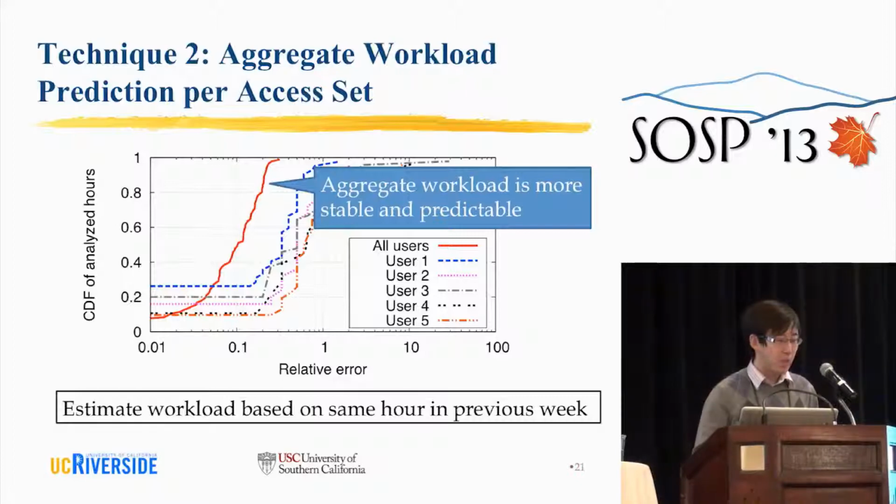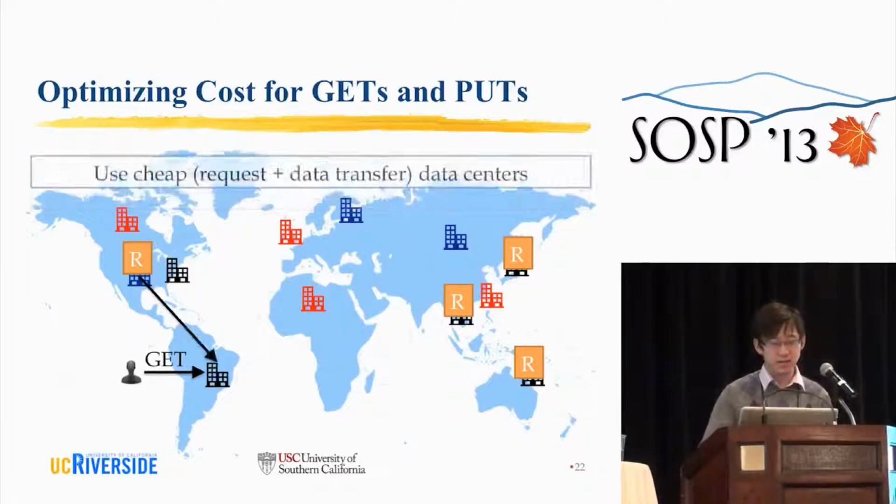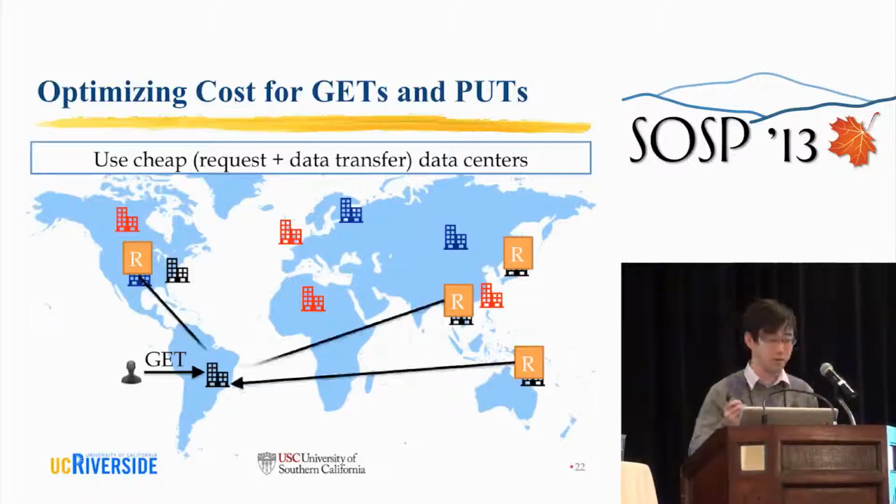Next, I want to talk about how to execute puts and gets. When the optimal replication policy is determined, for get, where to fetch data is also determined. If it's eventual consistency, you can just get from the data center with the cheapest request plus data transfer cost. And if it's a stronger consistency, you might get from more replicas. Where to fetch data is determined by the optimal replication policy.